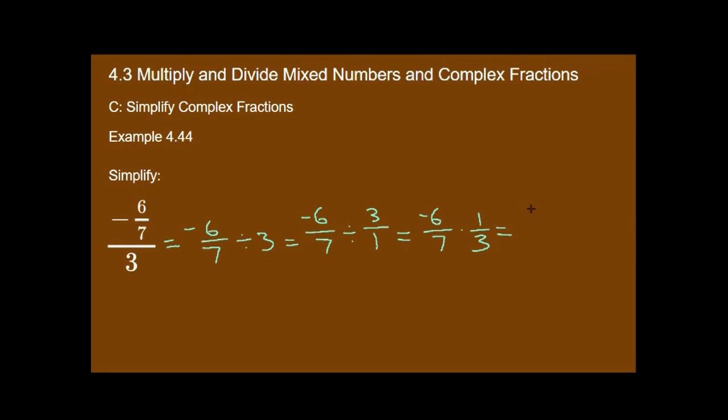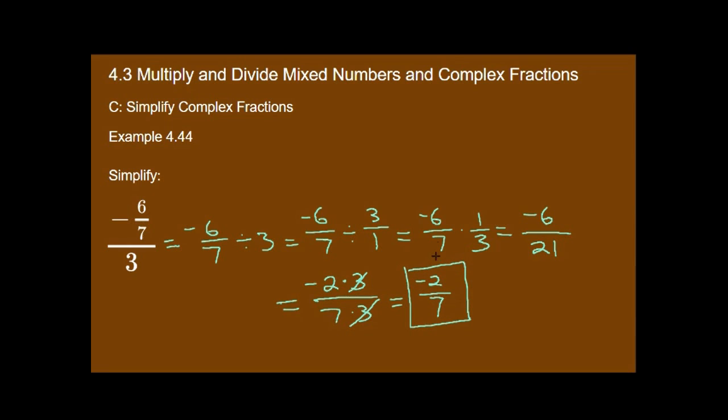Negative 6 times 1 is negative 6, right? A negative times a positive is a negative. 7 times 3 is 21. Now, as I look at this, I see that negative 6 is divisible by 3 and 21 is divisible by 3. So I'm going to factor those out. I'm going to come down here. So negative 6 is equal to negative 2 times 3, and 21 is equal to 7 times 3. So I'm going to cancel out those 3's, and I get negative 2/7. And that is my answer.